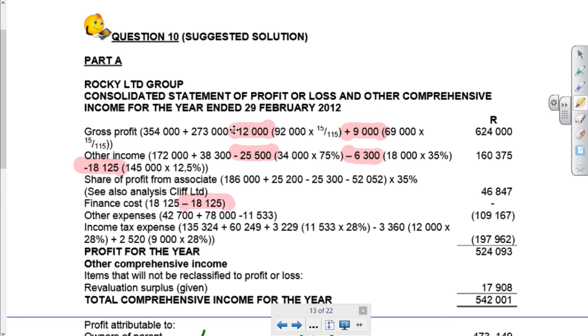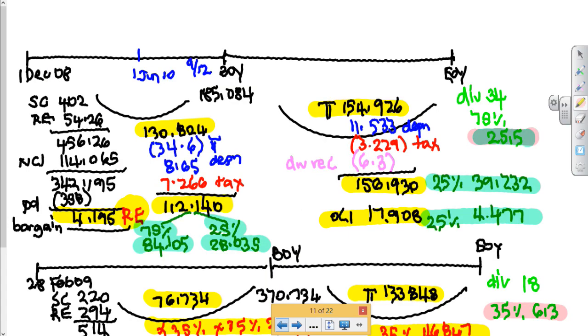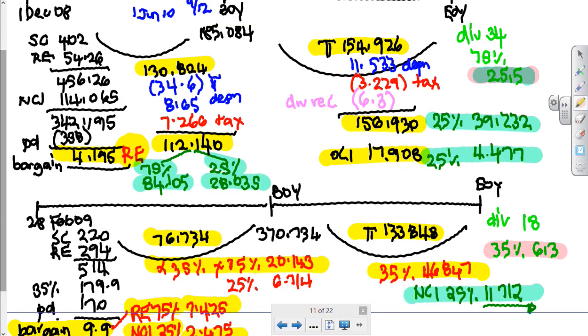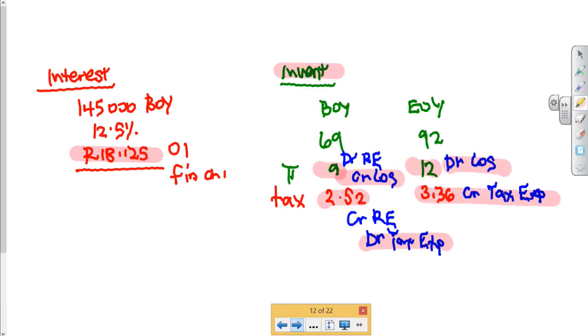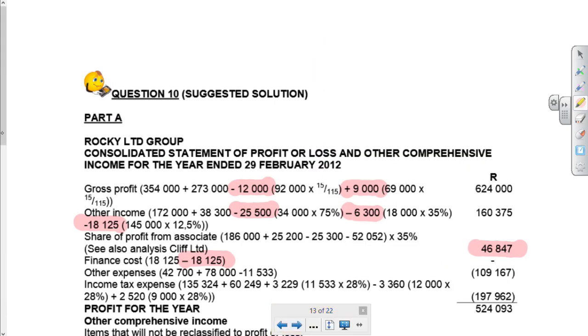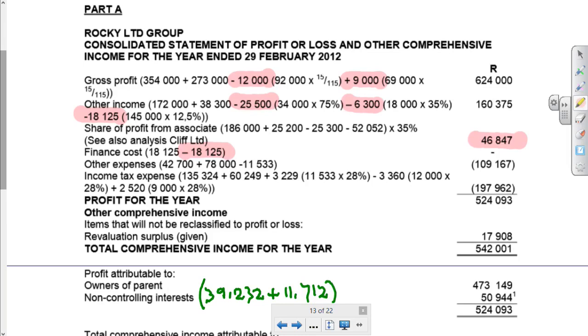Share of profit from associate, 46,847. Is that the number it was? I said 116, but I think I was reading it wrong. Yeah, it's a 4, sorry. 46, 35% of 133. 46,847. Yeah, share of profit of associate, 46,847. Okay, so that's just one number.